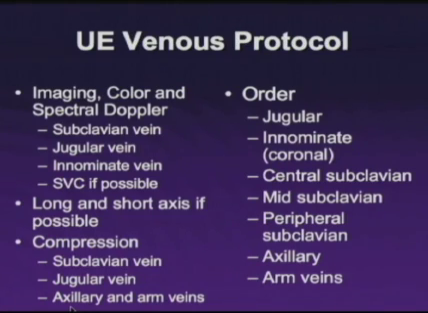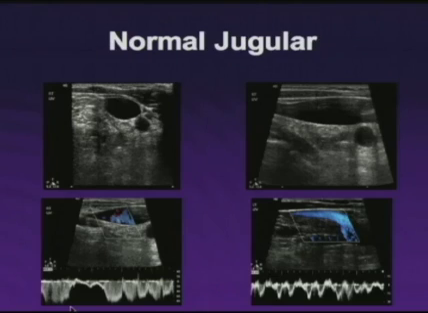Compression is appropriate and used whenever possible, and that includes the peripheral subclavian vein, the jugular vein, the axillary, and the arm veins. As a rule, we scan in the following order. We start in the jugular vein, proceed to the innominate vein, then the central subclavian out to the mid-subclavian, peripheral subclavian, axillary, and arm veins.